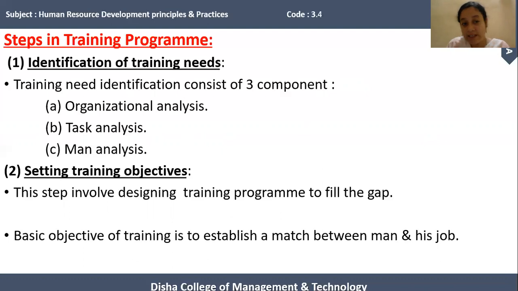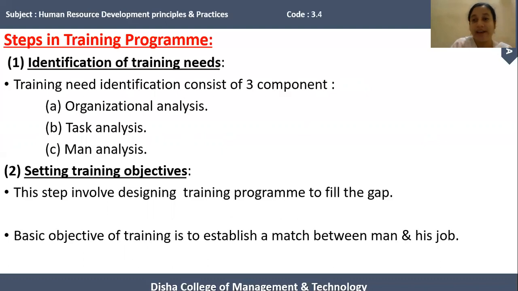In this step, the organization decides what training should be imparted to the human resources, meaning the purpose of the training program and what will be imparted by the organization through the training.